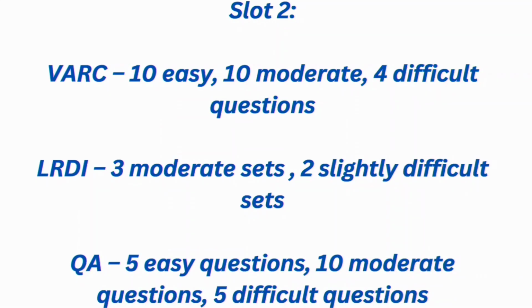If we consider the analysis for slot 2, in the verbal ability and reading comprehension section, 10 questions were easy, 10 questions were of moderate difficulty, and 4 questions were difficult. Then if we consider the DILR, 3 moderate sets were there and 2 slightly difficult sets were there.